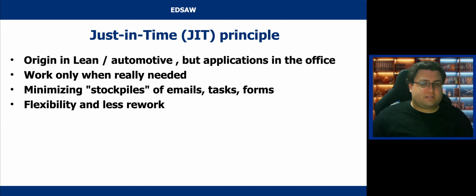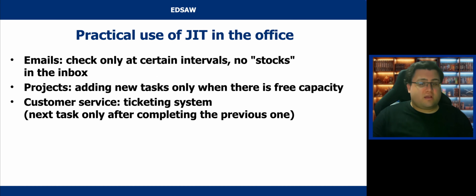Another example is emails. We have an inbox constantly open and respond immediately. We create a stockpile of unfinished tasks and have a hard time keeping track. Just in time in emails means processing them at designated times, and only when we really have the capacity for them. Just in time in the office means less inventory, less rework, and more flexibility. It is a way to focus on what's truly valuable at the moment when it's truly needed.